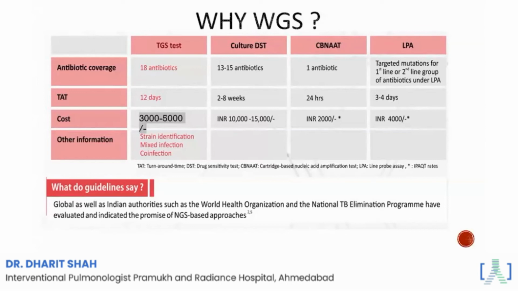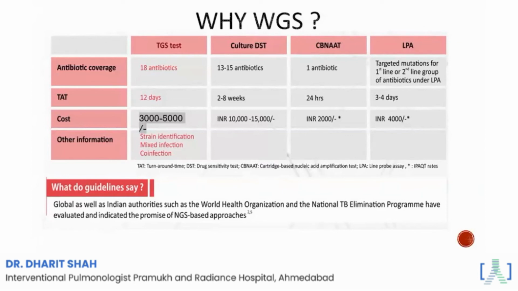The turnaround time is only 12 days for WGS. With culture DST, you get the report within 2 to 8 weeks. CBNAAT takes only 2 hours; what is mentioned on the slide is wrong, it is only 2 hours. And LPA takes 3 to 4 days.